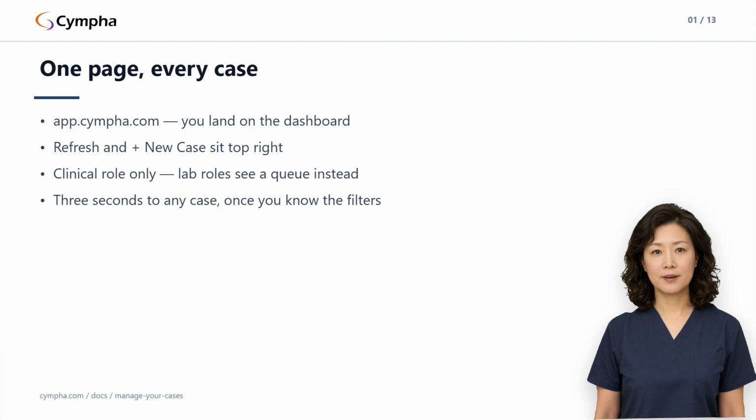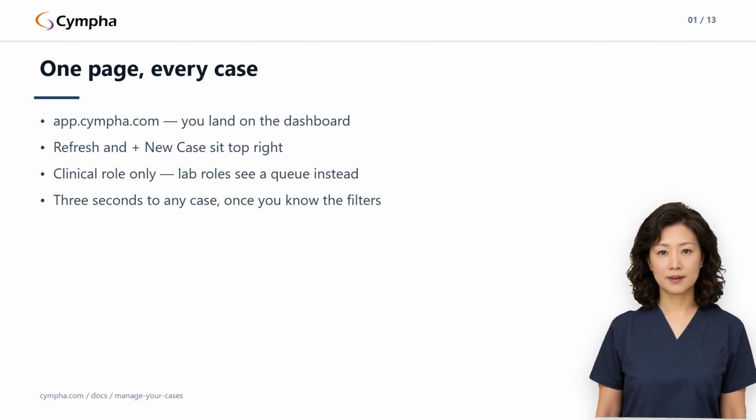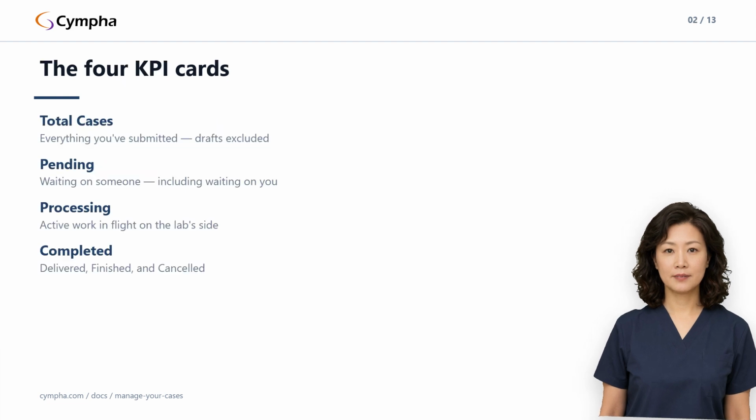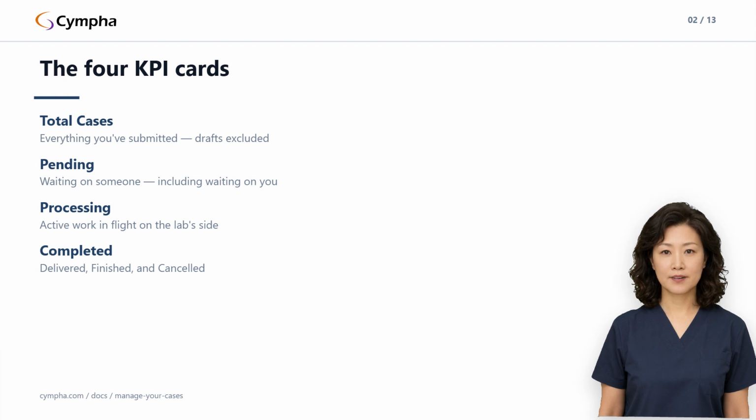The promise of this page is simple, and it's the promise of this lecture. Once you know the filters, any specific case is about 3 seconds away. Across the top, 4 cards summarize your load, and they come from a separate stats endpoint, so they always reflect every case you own, not just what a filter is showing.